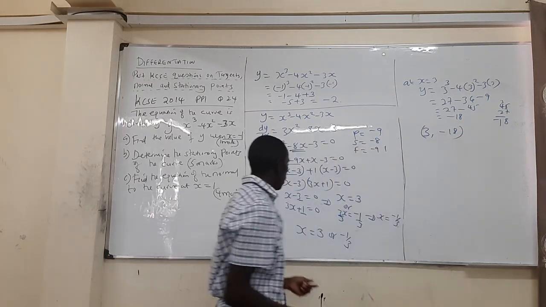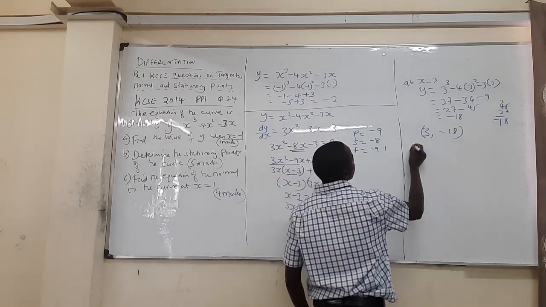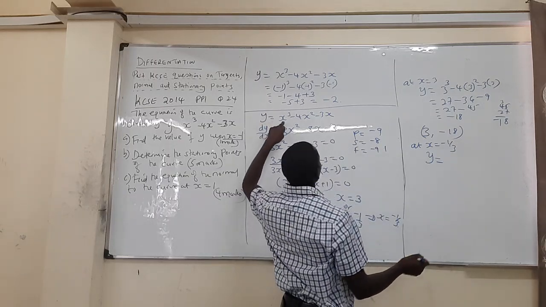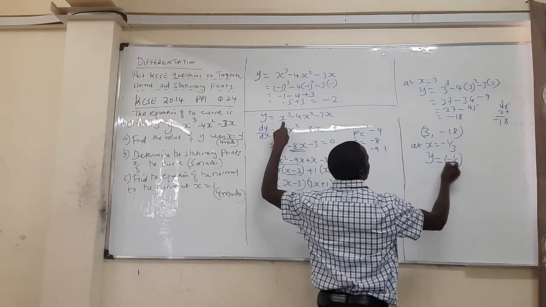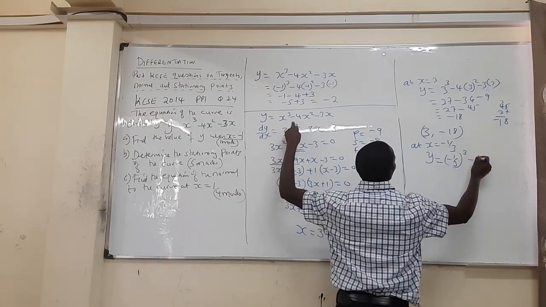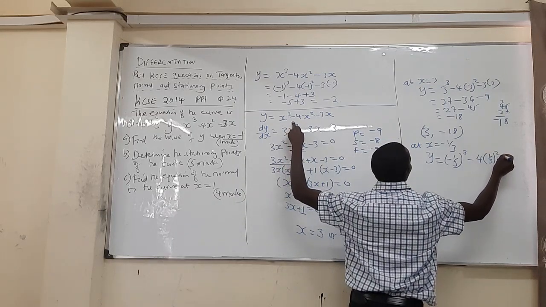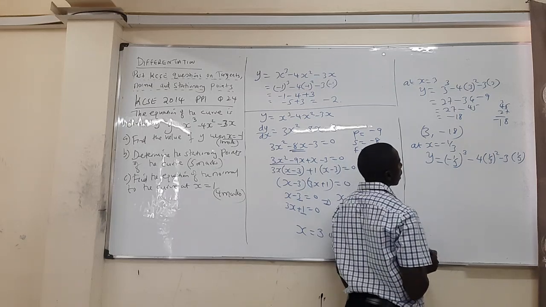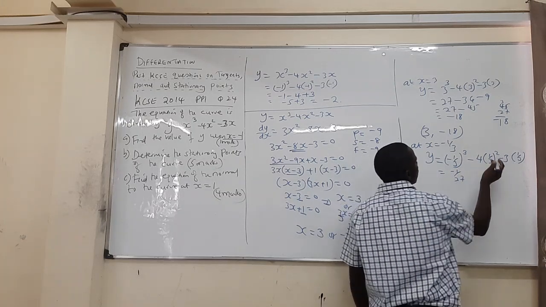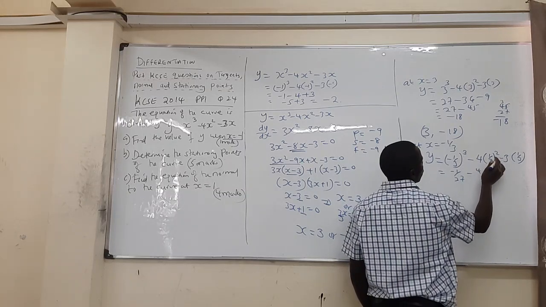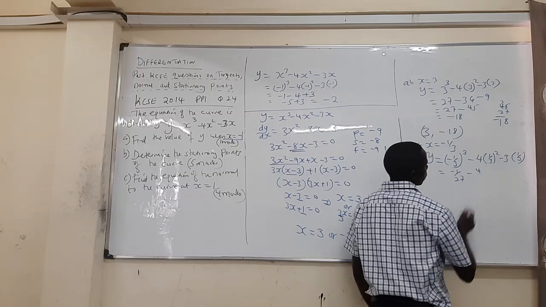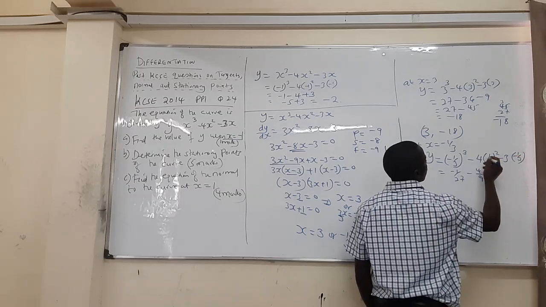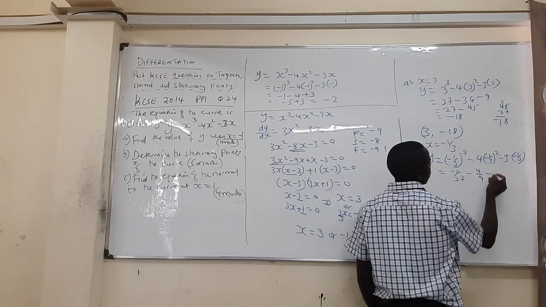Then the other one will be when x is equal to minus 1/3. At x equal to minus 1/3, y will be (minus 1/3) cubed, then minus 4 times (minus 1/3) squared, then minus 3 times minus 1/3. So minus 1/3 cubed is minus 1 over 27, then minus 4 times 1 over 9 gives 4 over 9, then minus 3 times minus 1/3 you get positive 1.